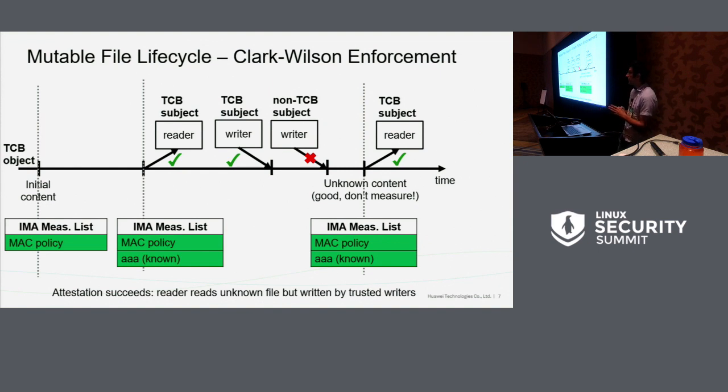So if all the writes are performed by the TCB, we can say that the file does not become corrupted, so the integrity of this mutable file is good. This allows us to say the file was good at the beginning, since the initial content is known, and then the integrity of this file is preserved, so we can exclude it from the measurement.